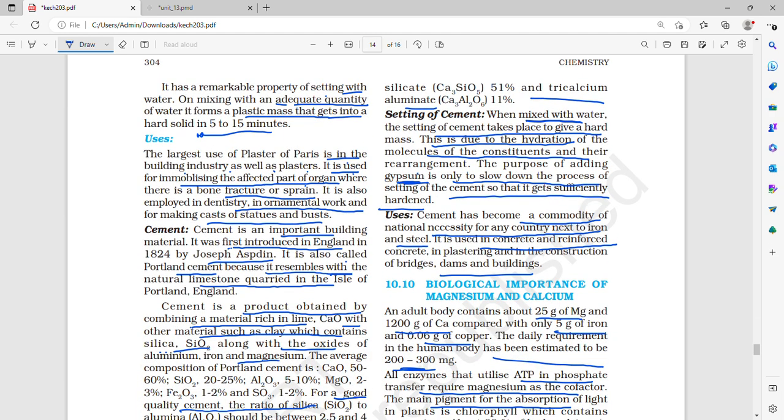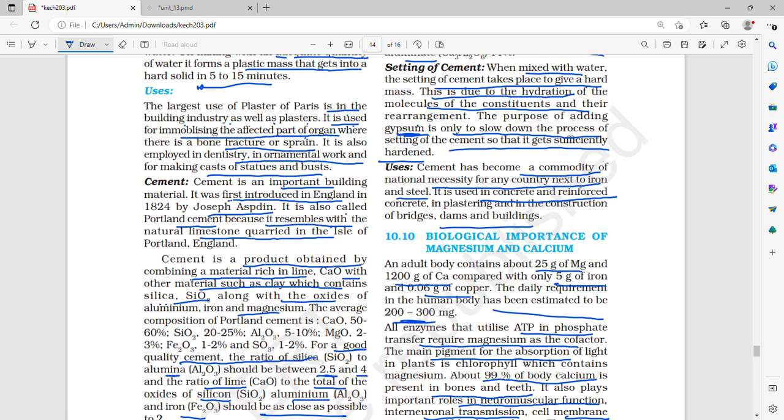Plaster of Paris has a remarkable property of setting with water. On mixing with an adequate quantity of water, it forms a plastic mass that gets into a hard solid in 5 to 15 minutes.